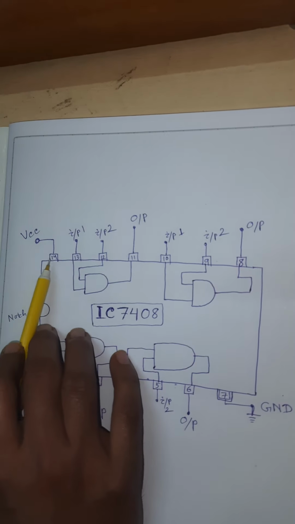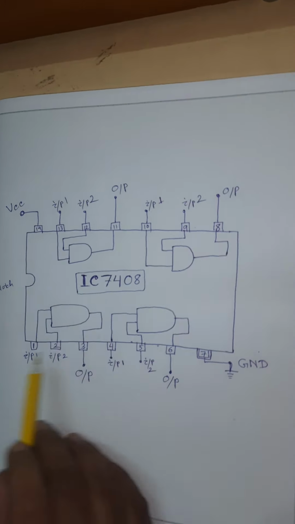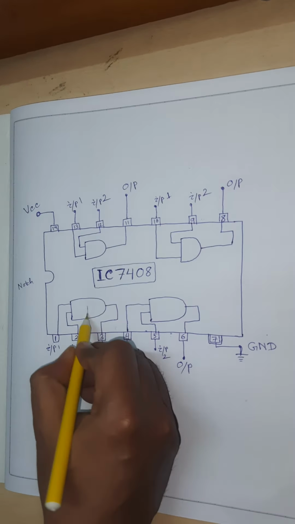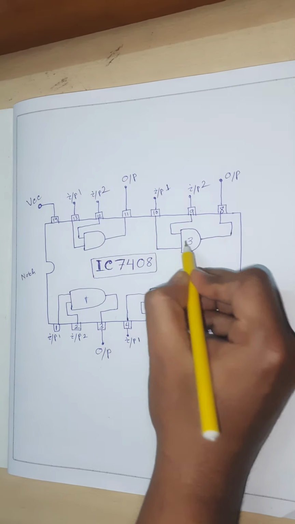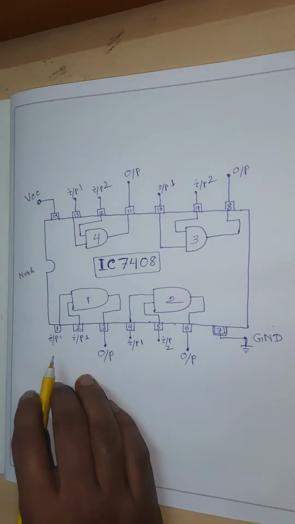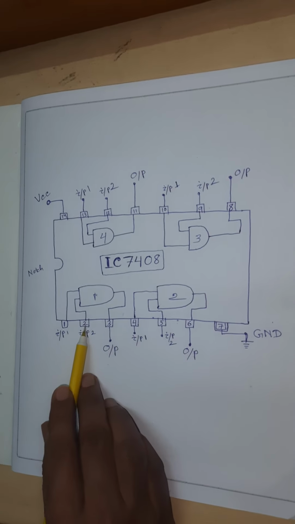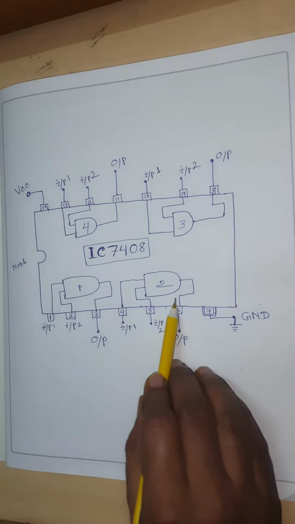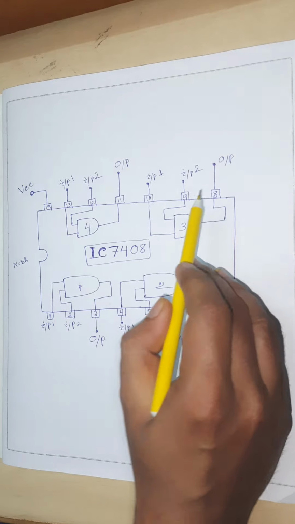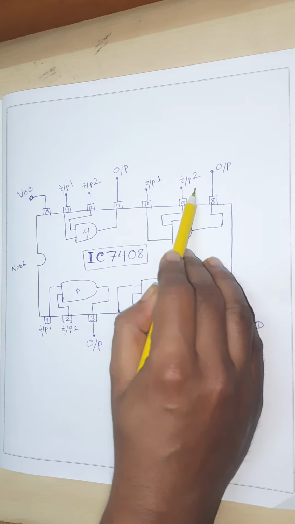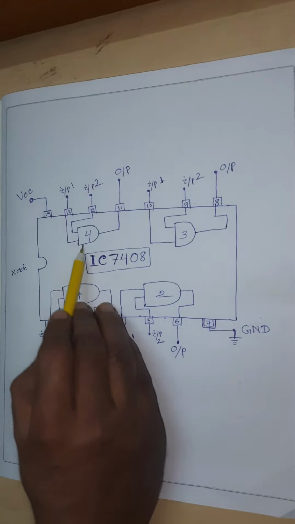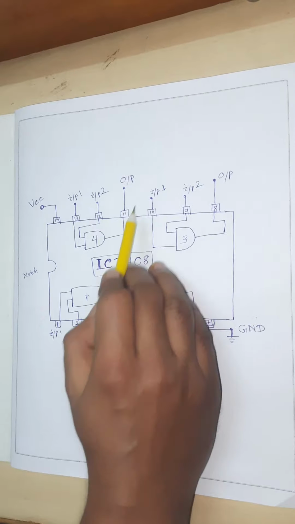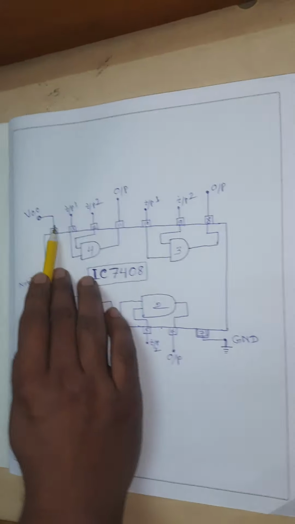We give the supply through this pin, and here is the notch. So in this IC there are 4 AND gates, that is 1, 2, 3 and 4. The first gate is connected to 1 and 2 as the inputs and 3 as the output. The second gate has 4 and 5 as the inputs and 6 as the output. The third gate has 10 and 9 as input 1 and input 2 and 8 as the output. Similarly the fourth or last gate has 13 and 12 as the inputs and 11 as the output, and 14 is generally the VCC pin.